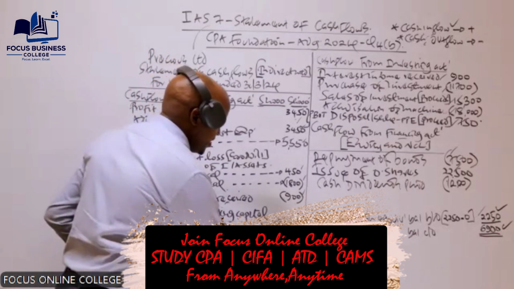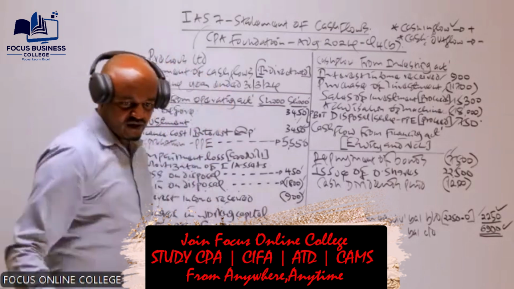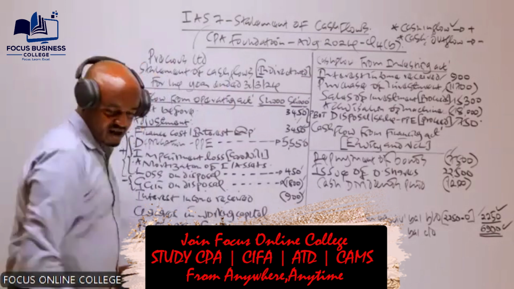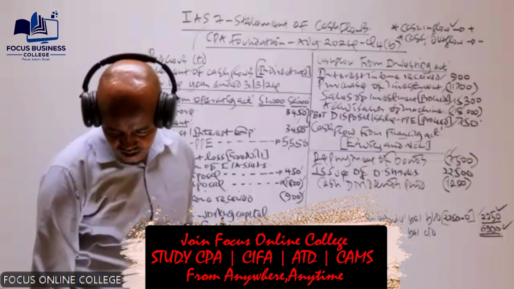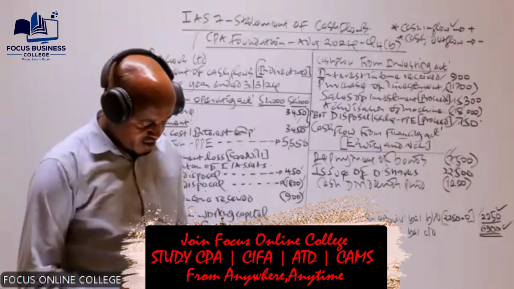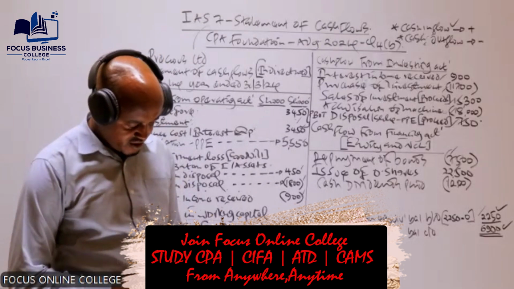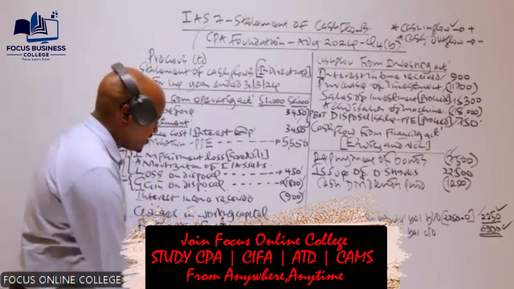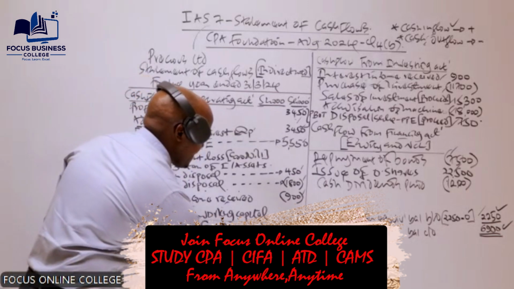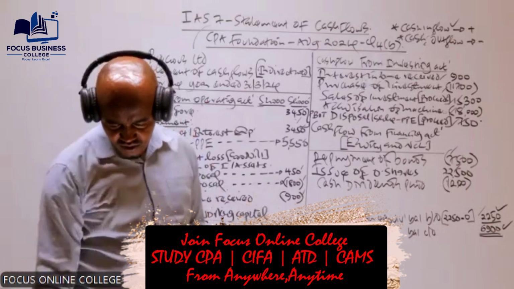From there, we do the same for receivables. Opening minus closing, 82.50 minus 70.50. So we get positive 21. Positive 21. So we have that.